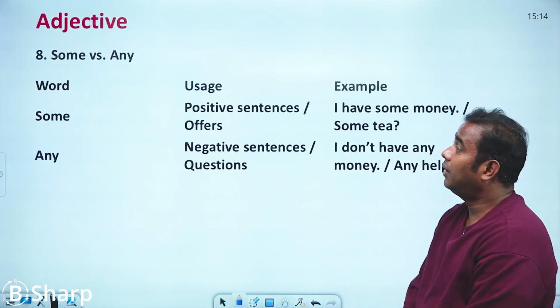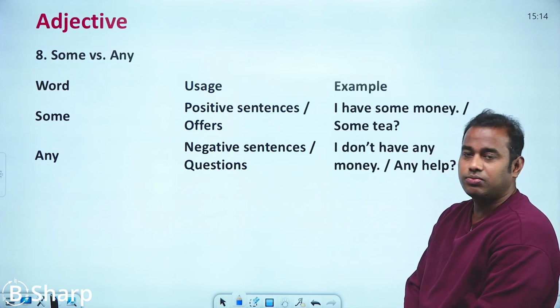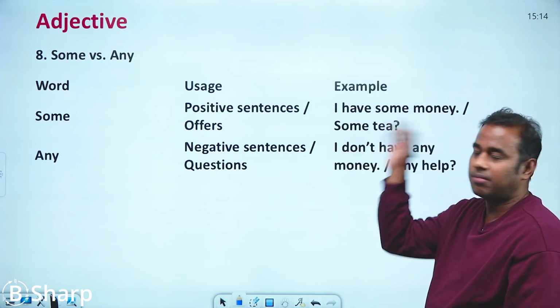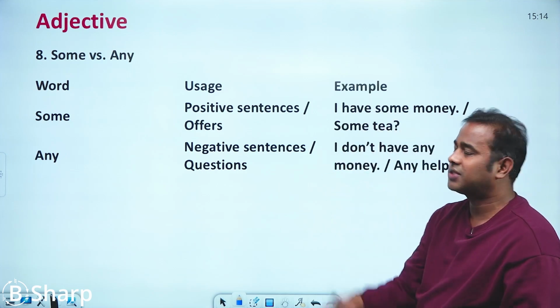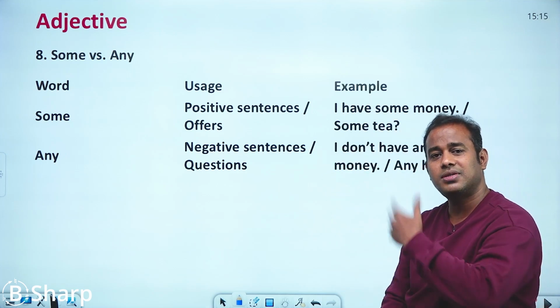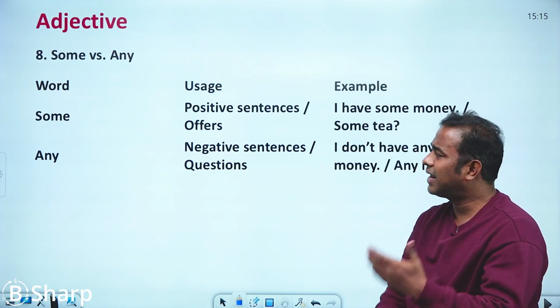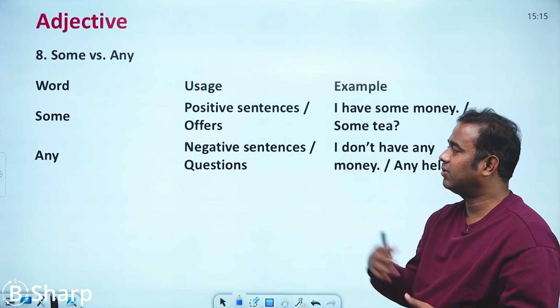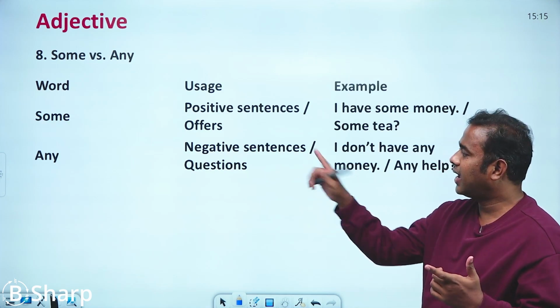Then some versus any. Some is generally used for positive sentences. Okay, I have some money, some tea. Some also just offers: do you want some money, do you want some? You want to come and so on. This is generally when you want to offer. So there we use some.